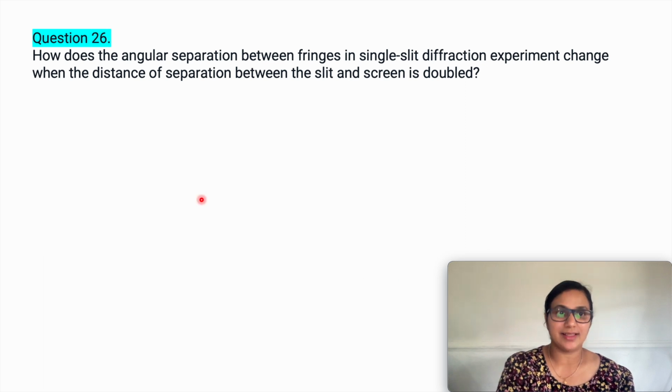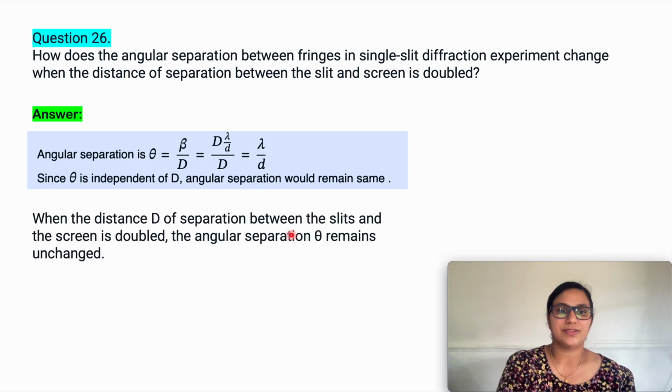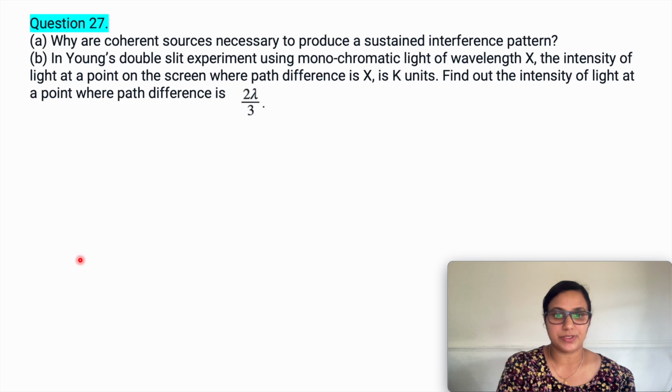Question number 26. How does the angular separation between fringes in a single slit diffraction experiment change when the distance of separation between slit and screen is doubled? The answer is θ is equal to β by D, where β is the fringe width. So β is λD by d. So D will get cancelled, so it will be λ by d. So θ is independent of D, and the angular separation remains constant. When the distance D of separation between the slit and the screen is doubled, the angular separation remains unchanged.